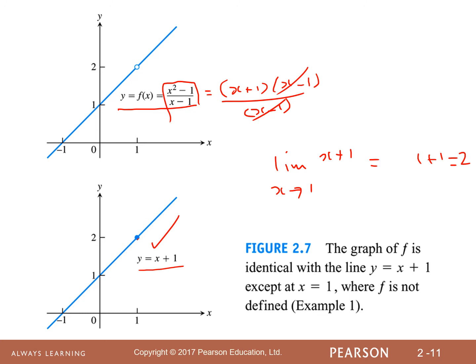Yeah, there are a lot of techniques. It depends on the function itself. Yeah, but you're right about what you said. Okay, question?